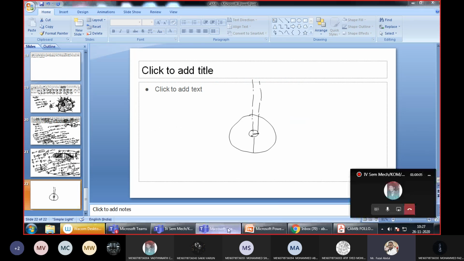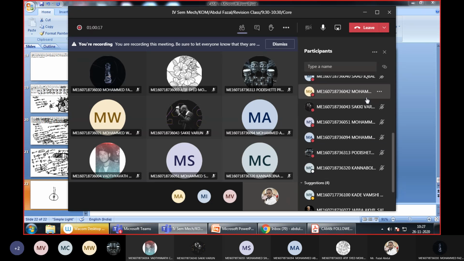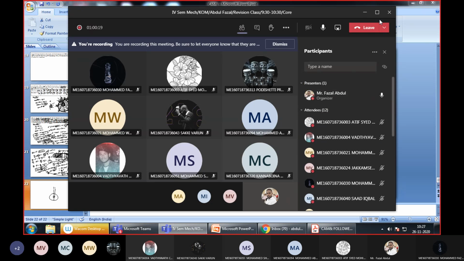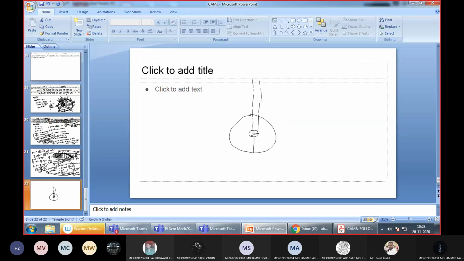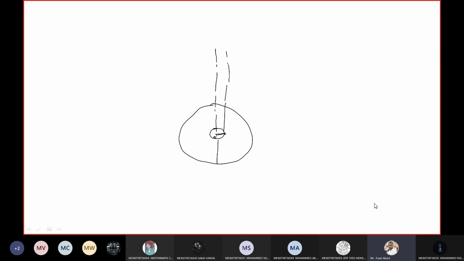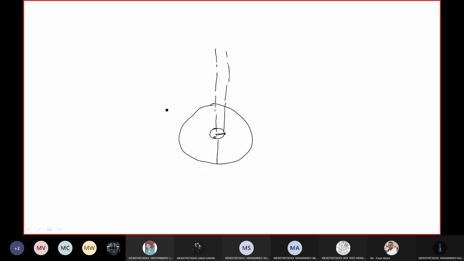You people are making noise, I don't know. Mute option is not appearing. Very weird.